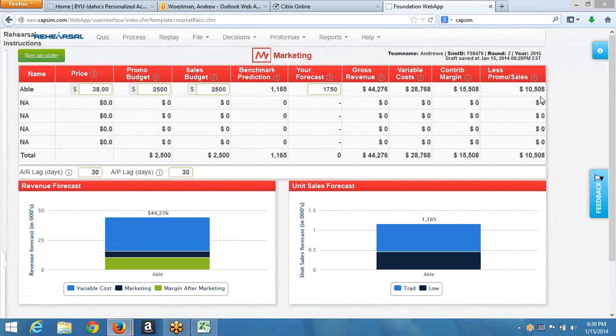is that would tell you how much money you will make next year in your sales. So if you actually sell this amount for this price, then you will make $10,508,000.